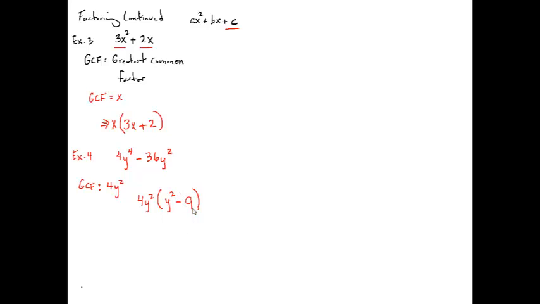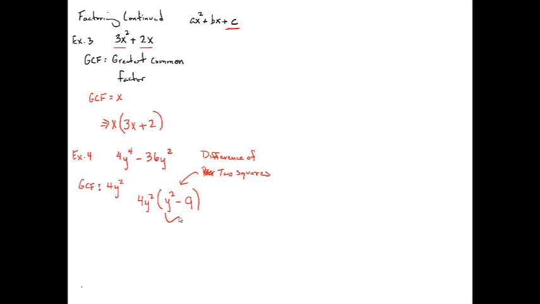So either you recognize this as the difference of two squares, or you have to do product and sum. So let's assume that we didn't recognize it as the difference of two squares. Let's do our product and sum.